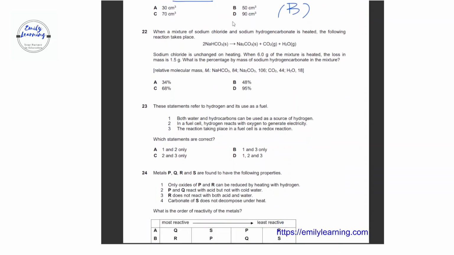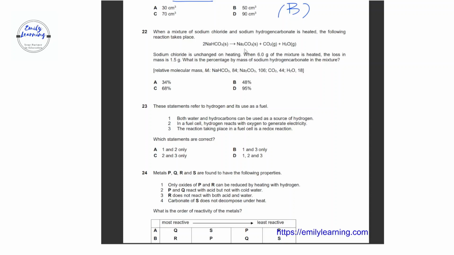When a mixture of sodium chloride and sodium hydrogen carbonate is heated, the following reaction takes place. Sodium chloride is very stable to heat, nothing happens. But if you heat sodium hydrogen carbonate, this is what happens. Sodium chloride is unchanged on heating. So when 6 grams of the mixture is heated, the loss in mass is 1.5 gram. What is the percentage by mass of sodium hydrogen carbonate in the mixture?